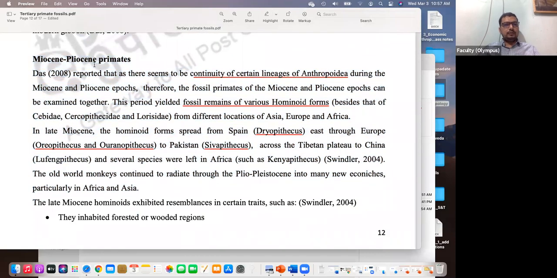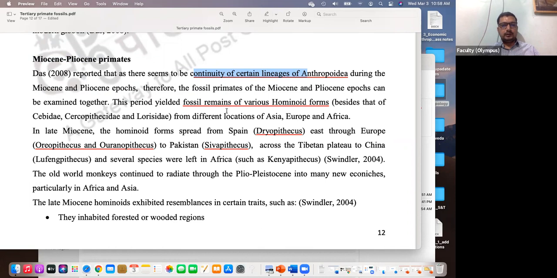Then we move on to Miocene and Pliocene. Usually they say that Miocene and Pliocene are very difficult to distinguish. I think the layers got mixed up, they say. So they could not clearly say whether it belongs to Miocene or Pliocene. So in the literature, they normally talk about Miocene and Pliocene primates together, because there was continuity of certain lineages of Anthropoidea. Both of the epochs are examined and considered together.